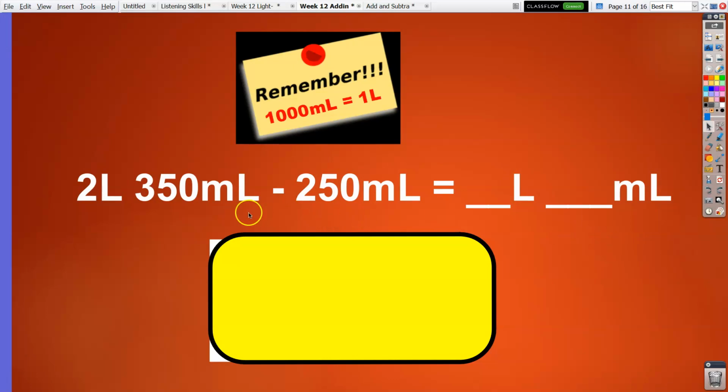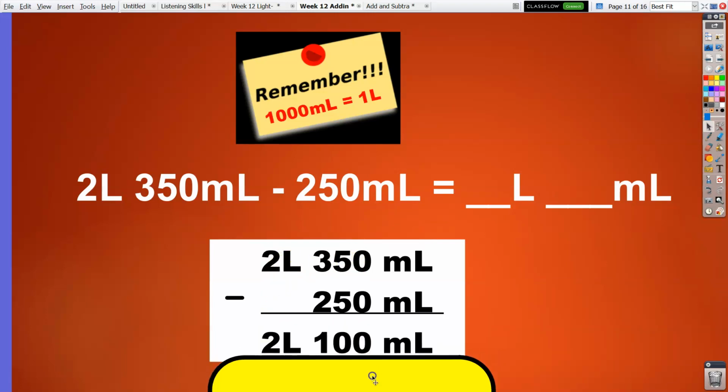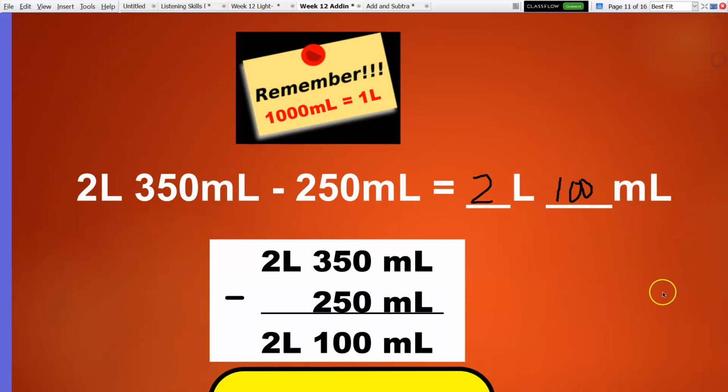And finally, if we have this type of number problems, so 2 liters and 350 ml minus 250 ml. Since we only have to subtract the milliliters, you have to focus only on the milliliter digits. So we write again in columnar. Just minus 250 from 350, that is going to be 100. Then put the liters down. So we have 2 liters and 100 ml. That is very simple. Now, I'd like you to do it on your own.